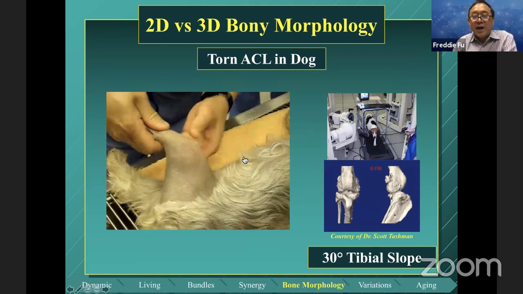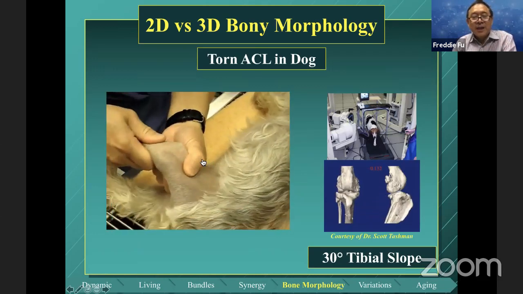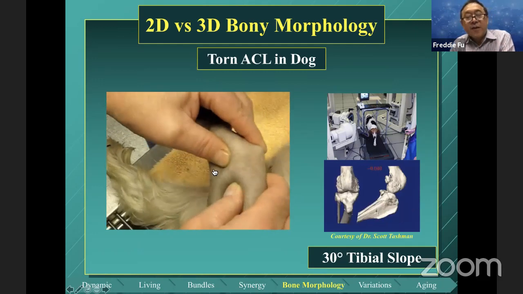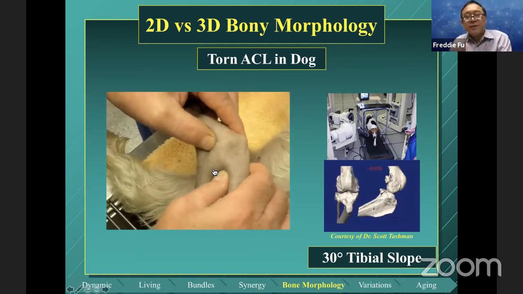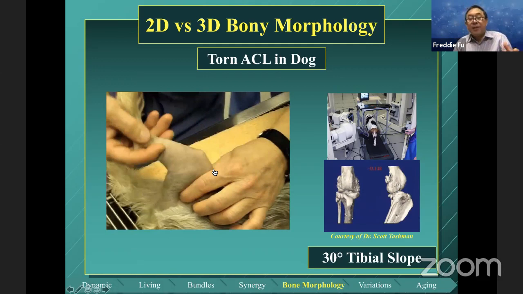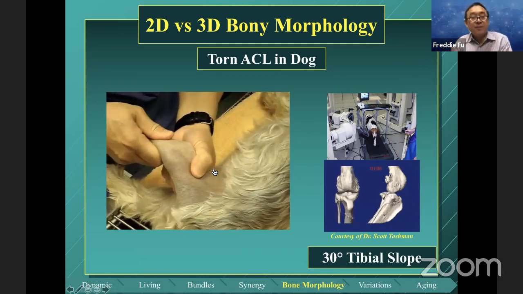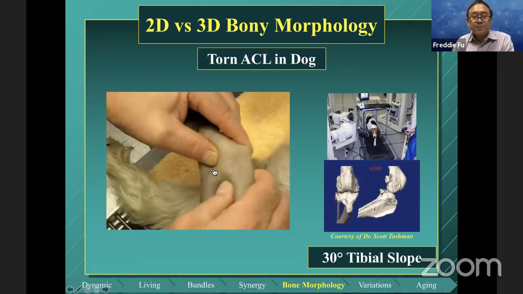This is a very high TPS of 30 degrees. And they have a very unstable knee when you tear the ACL. In fact, they develop arthritis within 6 weeks. So the three-dimensional tibial slope is another indicator for not just instability, but for developing arthritic changes too.